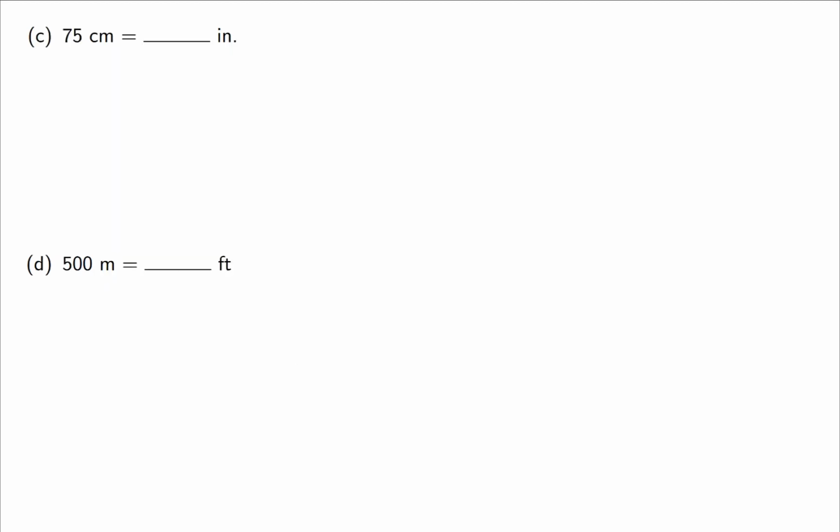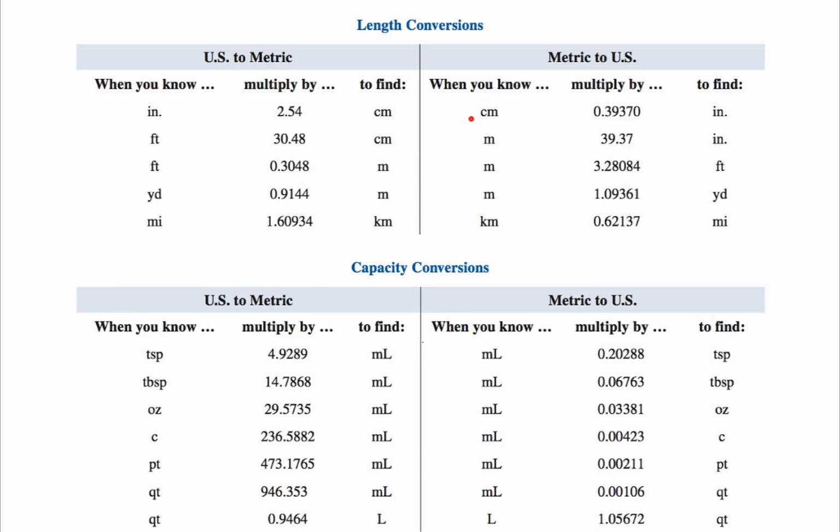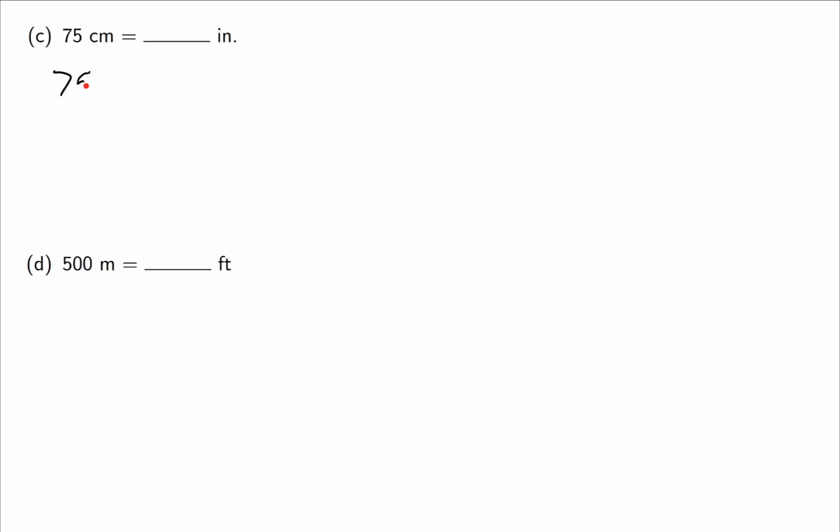75 centimeters to inches. This time we're starting with a metric unit and going to a US unit. Let's go to our chart. Metric to US is on the right side, and we're going to be going from centimeters to inches. We'll multiply by 0.39370 to get what we want. 75 centimeters times 0.39370. That's the number of inches in a centimeter. I get 29.5275, which I will round to 29.53 inches in 75 centimeters.